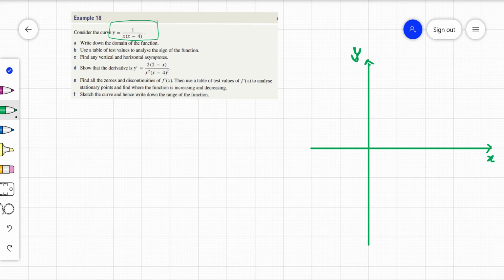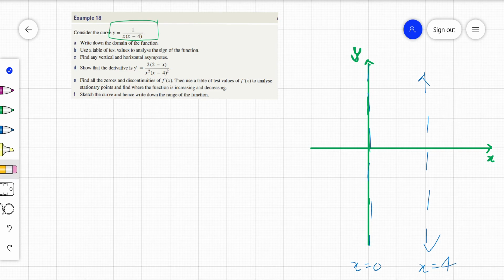0 and you cannot have x equals 4. So we've got vertical asymptotes at those points. So x equals 0 is a vertical asymptote, I do it in blue. Also x equals 4, let's put it over here, is a vertical asymptote. So x equals 0 and x equals 4. So they're handy things to know straight away.